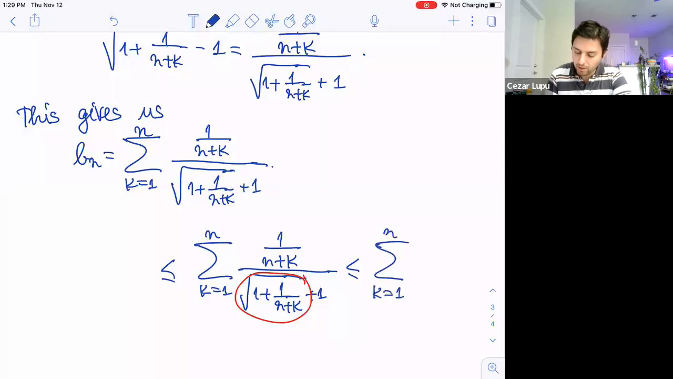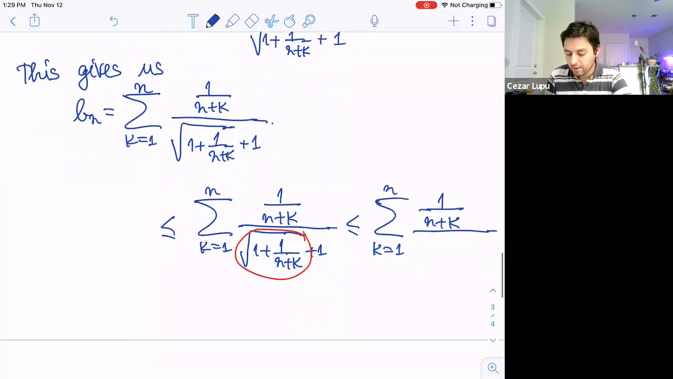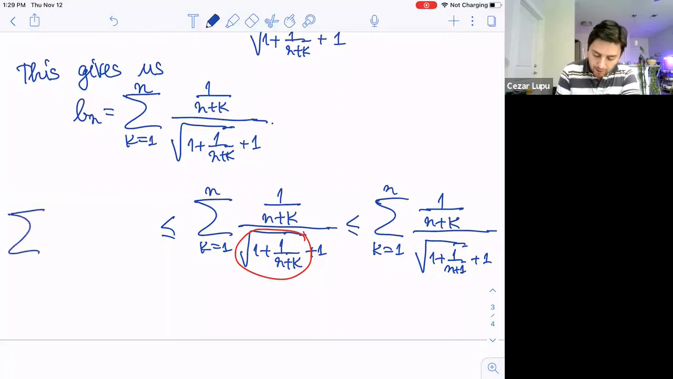This is the sum from k equals 1 to n of 1 over n plus k. I want you to be very, very careful here when I write this. So the largest term, here I'll have what? 1 over 1, and let's see, what do I put here? n plus 1, right? And here I'll have the same thing.